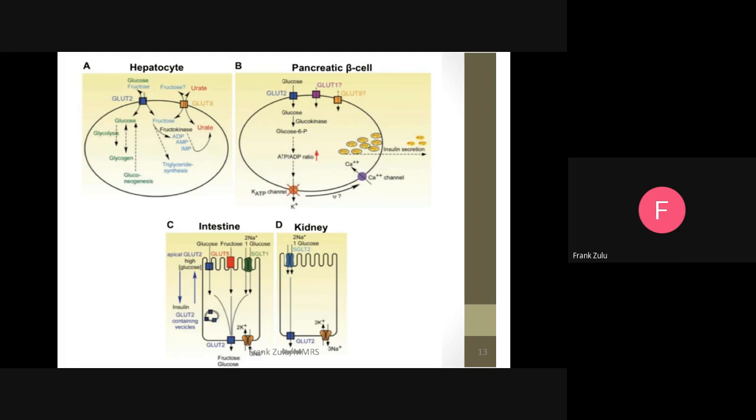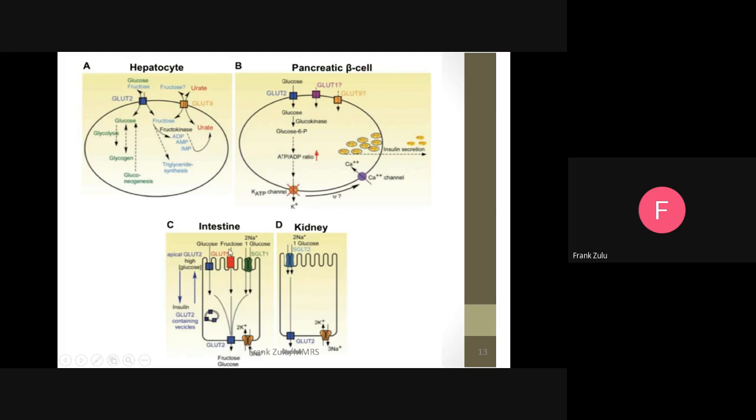Now, in the small intestines, GLUT5, if you're able to see the diagram, if you're unable to see, you can zoom. Yes, I'm zooming and it's clear. You can zoom in, you'll see that there's GLUT5 here, that is in red. So the GLUT5 is on the apical side. And then the GLUT2 is on the basolateral side.